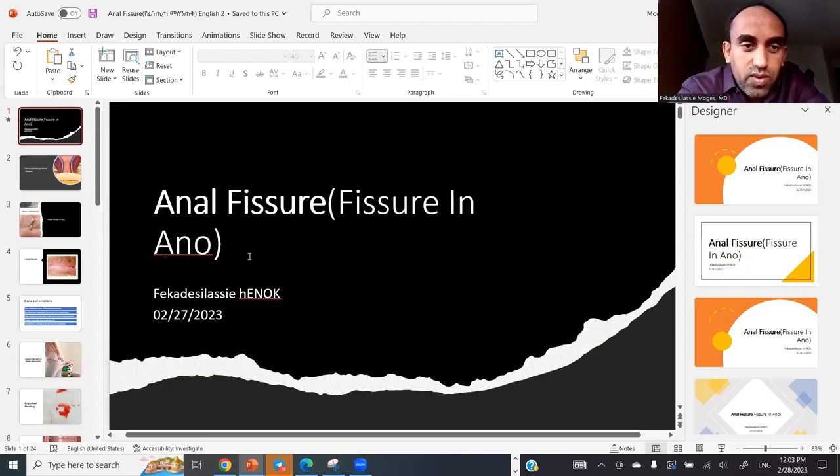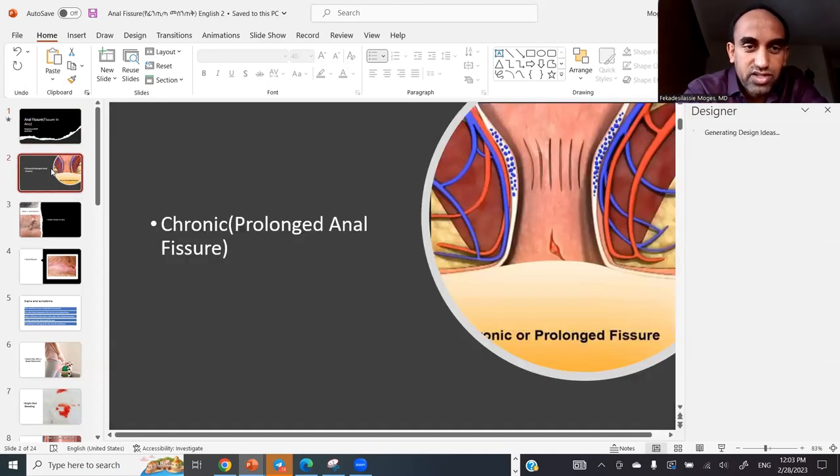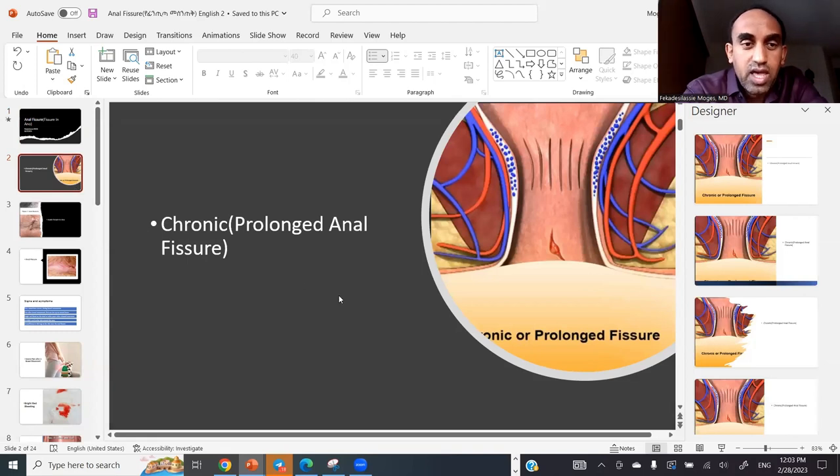So we are going to continue our discussion about anal fissures. They also call them fissure in ano. These are also very common perianal conditions. They are differential diagnoses for rectal bleeding. So anybody who comes bleeding during bowel movement, one of the differential diagnoses is anal fissure.